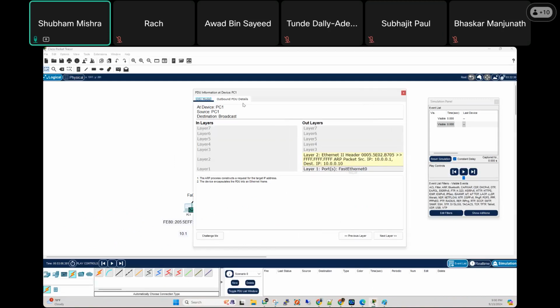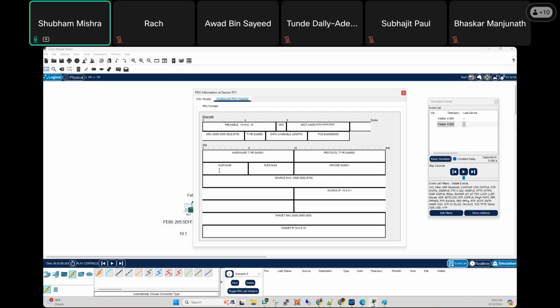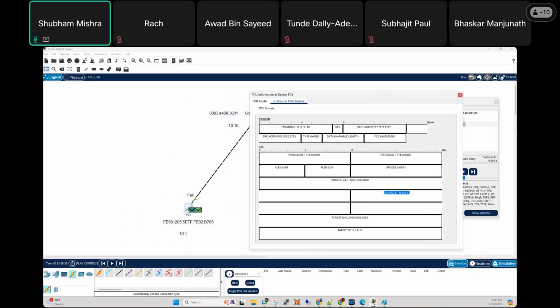Now come here. Which packet is this, guys? ARP packet. In the ARP packet, what is the source IP address? The PC IP address, 10.1. It means this is the PC number 1 IP address. But what is the target IP address? Not 20.1. See very carefully, that is the gateway IP address, 10.10. Guys, that is the default gateway, 10.10.